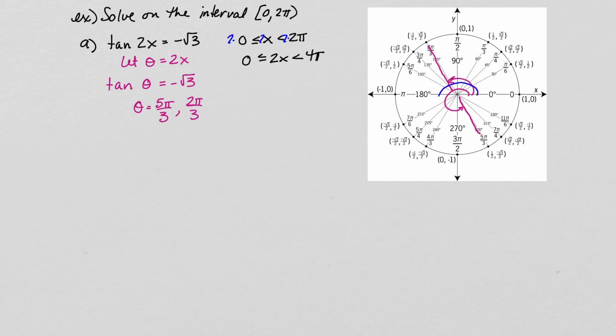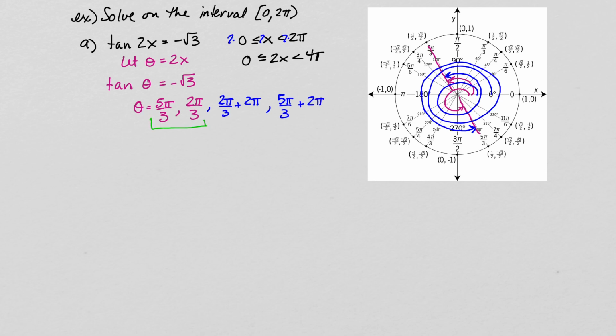If you think about it, I go all the way around once, and then I stop there. So it's also going to happen at 2 pi over 3 plus 2 pi, as well as I could go all the way around once, all the way around the second time, and stop on this line again. So that's 5 pi over 3 plus 2 pi. These first two answers are from the first time around this unit circle, and these second two answers are from the second time. Remember, we just said this means we have to go around twice. If this had been a 6 pi, we would have had to go around 3 times.